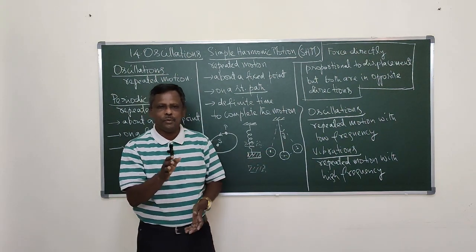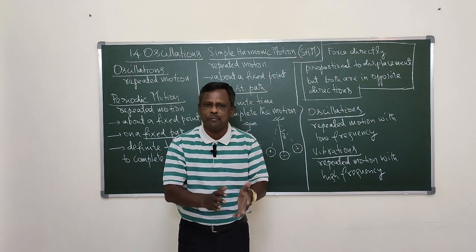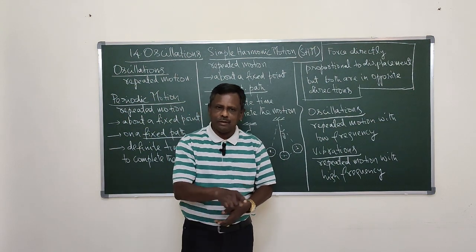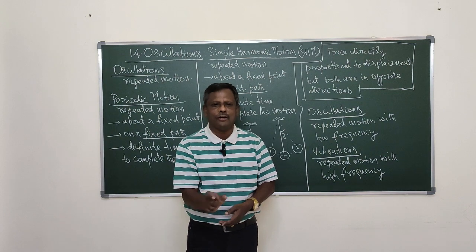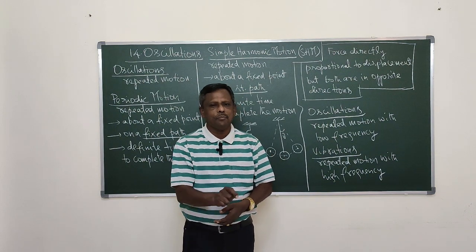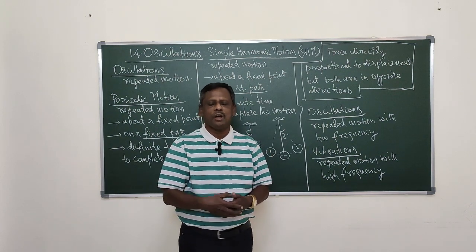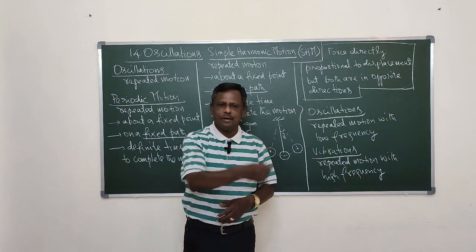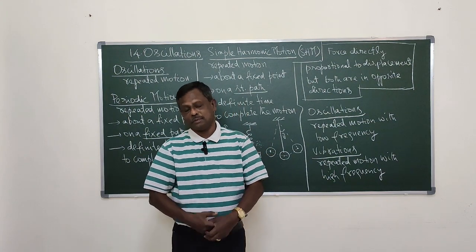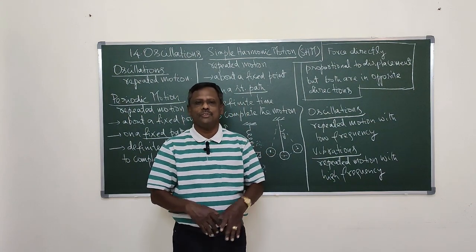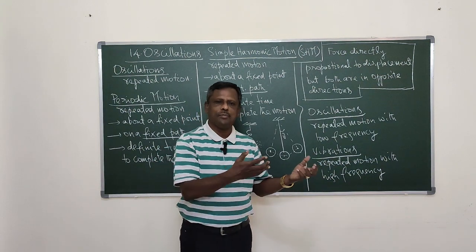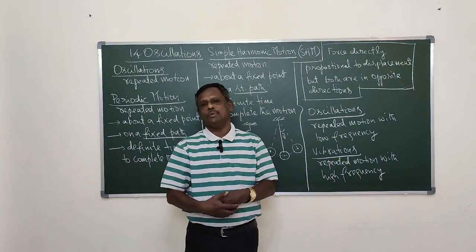So it depends on how we make the simple pendulum vibrate. If the angle is very small, the motion can be taken as a straight line, and it's simple harmonic motion. If the angle is large, then it makes a periodic motion. Got it? It's the same simple pendulum arrangement: either you can make a simple harmonic motion or a periodic motion.